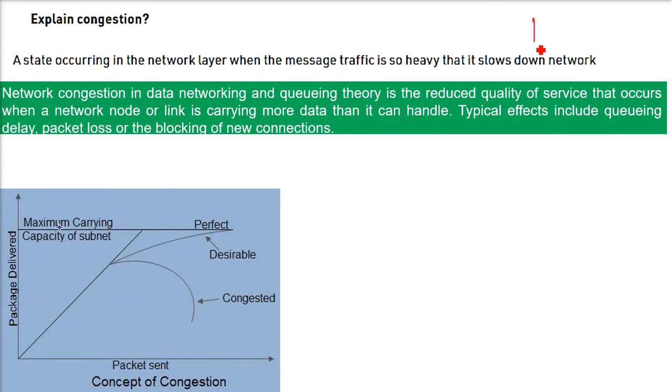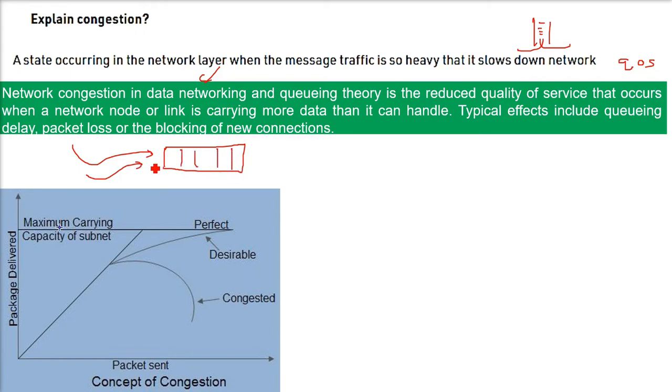For example, this is the road, and the cars are coming, the trucks are coming. Ultimately, there will be a congestion. So network congestion in data networking is also discussed in queuing theory. This is the reduced quality of service. As congestion is there, quality will be less. It is reduced quality of service that occurs when a network node or a link is carrying more data than it can handle. Typical effects include queuing delay, packet loss, or the blocking of new connections.